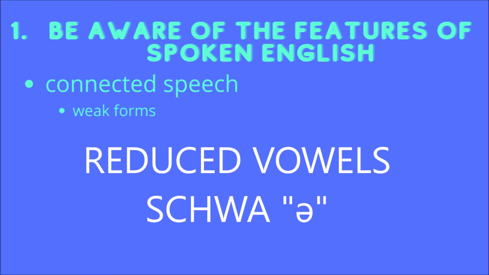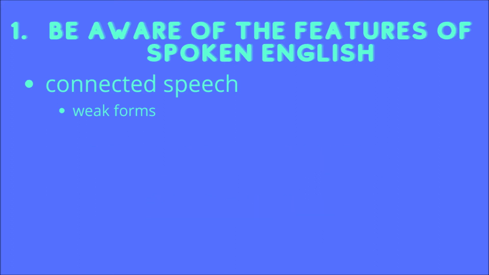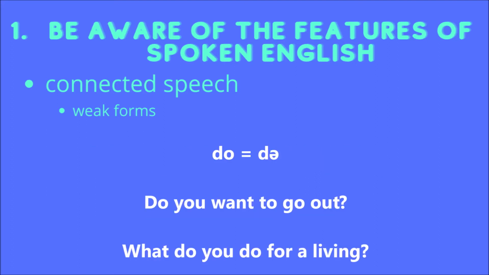So let's take a look at some of those. We have do, which when it's a main verb, will be pronounced in its strong form, do. Then when it's an auxiliary verb, it's often pronounced as a weaker sound and it will become a schwa. Remember, the schwa is pronounced so do becomes duh. Do you want to go out? What do you do for a living? Yeah, duh as the auxiliary and do as the main verb.